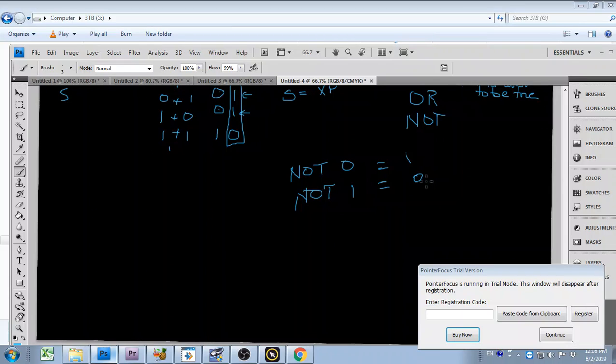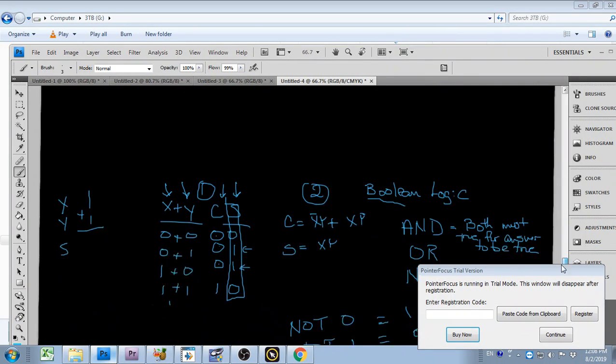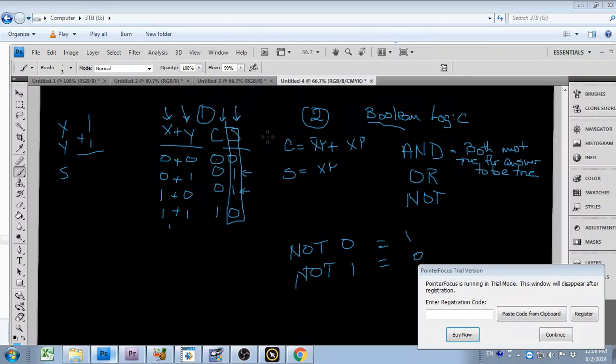So you're saying, well, what's the purpose of that? Well, it's like a flip. Whatever the value is, this flips it to the opposite. So if it was 0, it flips it to 1. If it was 1, it flips it to 0. Okay. Having said all that, let's return back to this equation now.